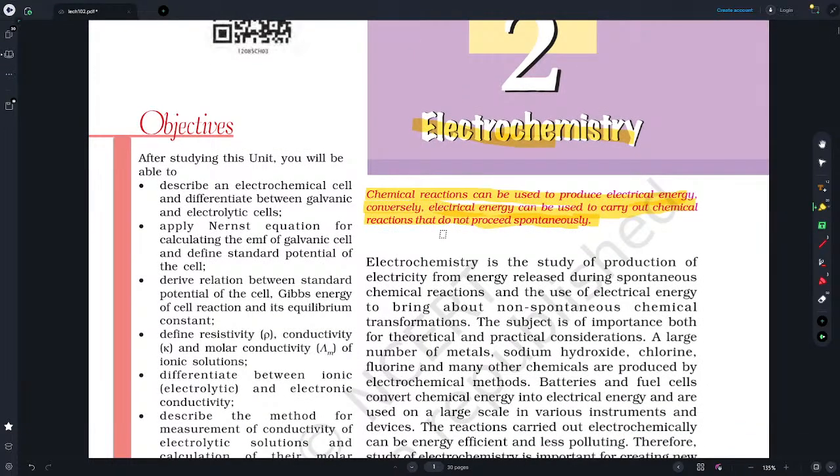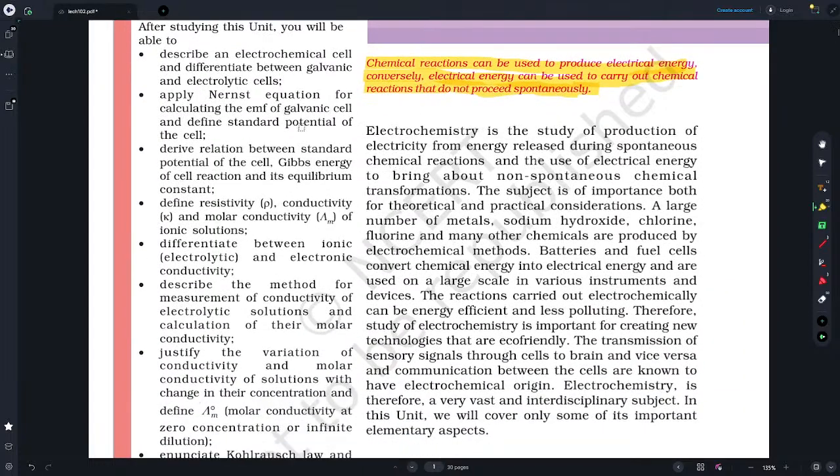Normally we can make chemical reactions produce or generate electricity, or in other way we can use electricity to do non-spontaneous chemical reactions. Electrochemistry is the study of production of electricity from energy released during spontaneous chemical reactions, and the use of electrical energy to bring about non-spontaneous chemical transformation. Electrochemistry is the study of production of electricity from spontaneous chemical reactions, or using electricity to conduct non-spontaneous chemical reactions.